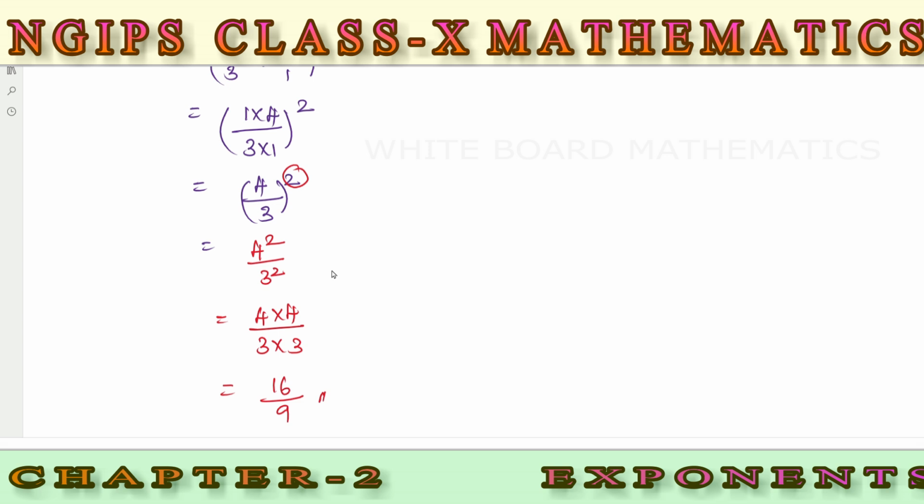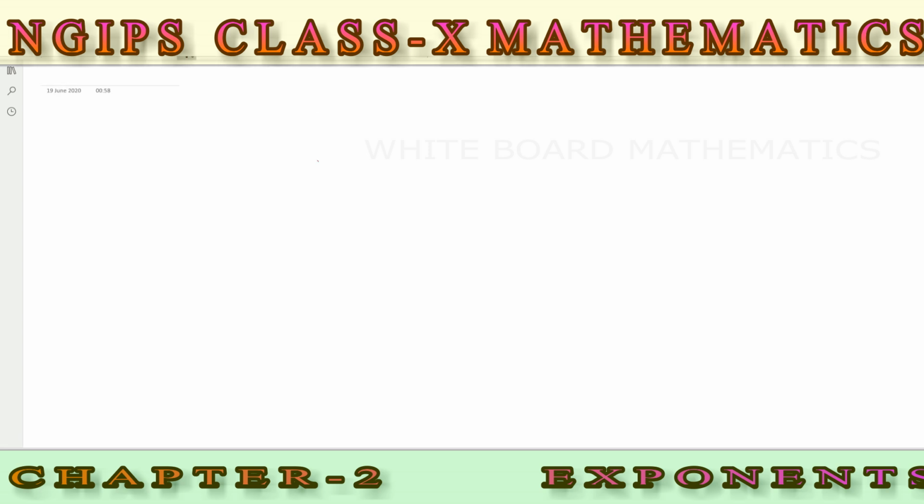Here you can even take this improper fraction as a mixed fraction. So the mixed fraction you will get: 1 9 is 9, and the remainder is going to be 7. So 1 7 by 9 is the proper answer for this question. Next we'll move to the next one.